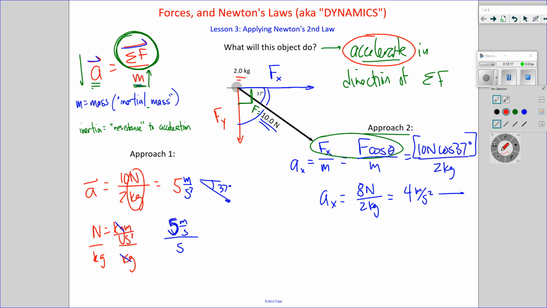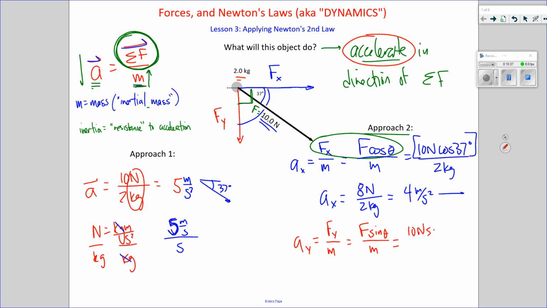Okay. If we're talking about acceleration in the horizontal direction, we might as well talk about acceleration in the vertical direction, because there is a component of this force in the vertical direction. And so ay is Fy over m, and Fy is going to be F sine theta, over m. This is 10 newtons times the sine of 37 degrees over 2 kilograms. And like we said, that happens to be, in this case, a 6 newton force vertically divided by my 2 kilograms. That gives me 3 meters per second squared that way.